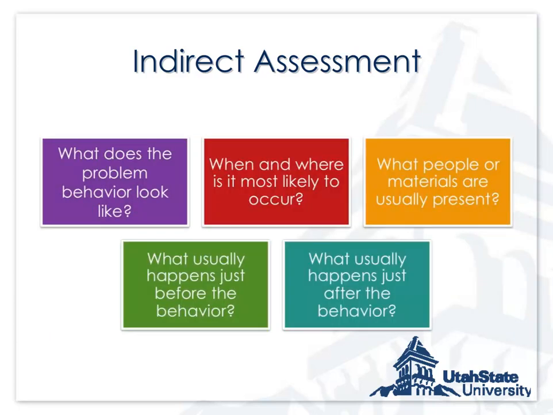Examples of questions that can be asked to help determine what is maintaining problem behavior using an indirect assessment are: what does the problem behavior look like? When and where is it most likely to occur? What people or materials are usually present? What happens just before the behavior? And what usually happens just after the behavior?